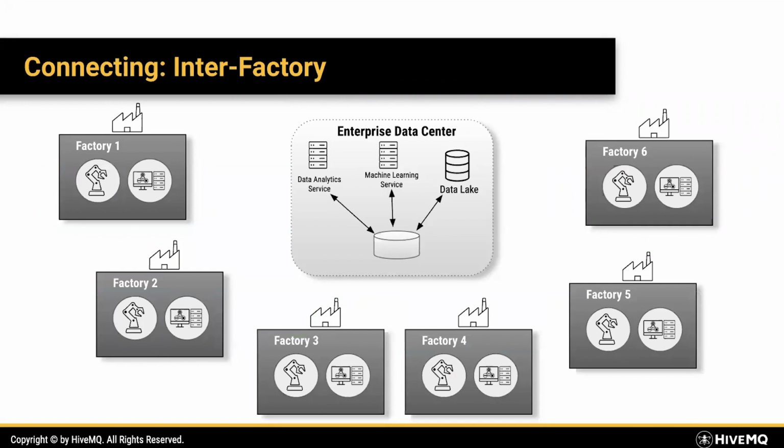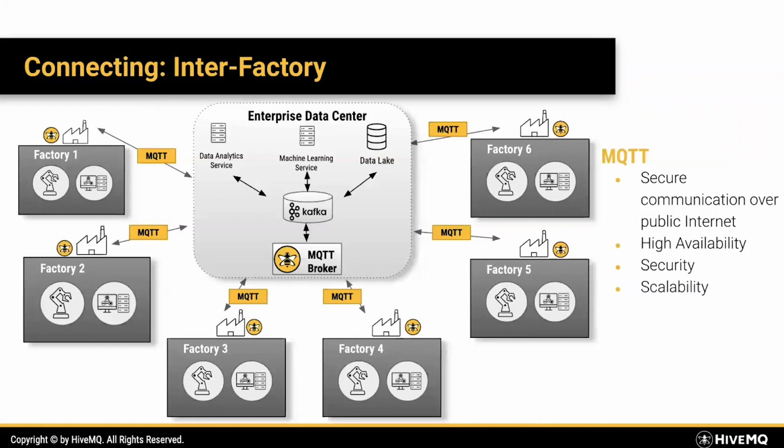Now let's take some time to talk about another important thing. This is the inter-factory communication. And the inter-factory communication has also two parts, and Kafka also plays a role here. So when we're connecting inter-factory, what you usually do is you have the broker or brokers deployed in the factory. They use a mechanism called bridging to a centralized MQTT broker in the enterprise data center.